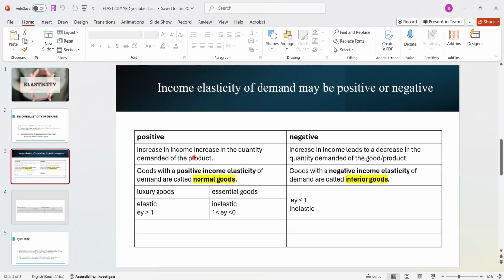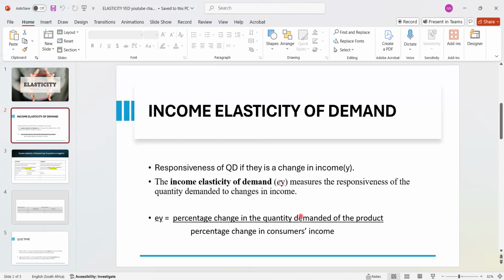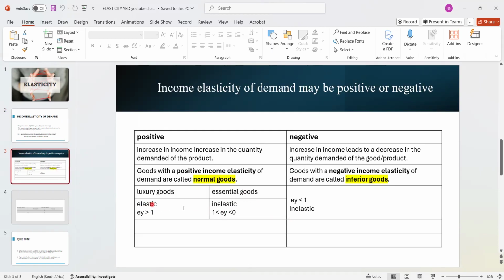So for normal goods, there are two types of normal goods. We have normal luxury goods and normal essential goods. Remember I said, if you do your calculations and you get a positive number, then it's a normal good. Okay. But also you have to look at where that answer you get falls. So let's say you get your answer and it is greater than one. So you get two. When you're doing your calculations of income elasticity of demand, you get an answer which is two. Then it means, because two is positive, then it is a normal good. But what type of normal good?